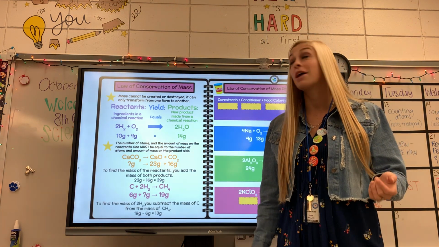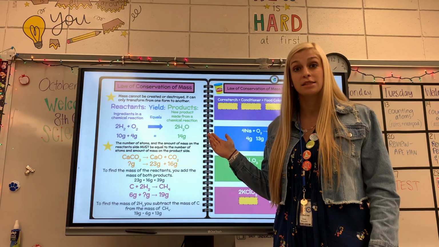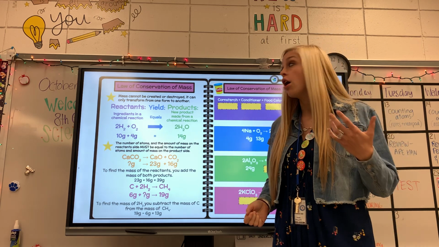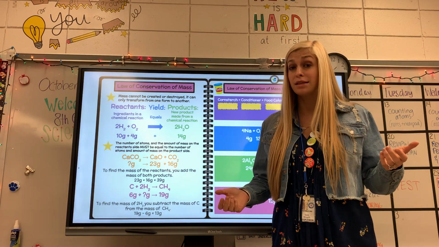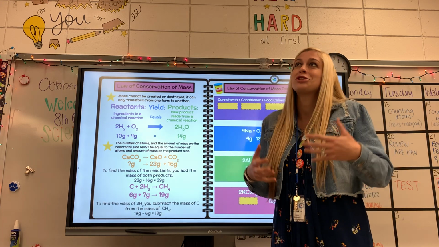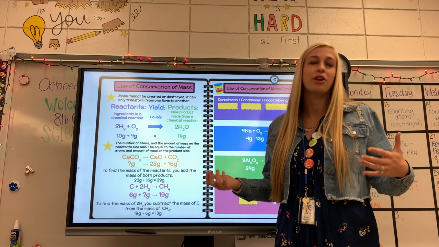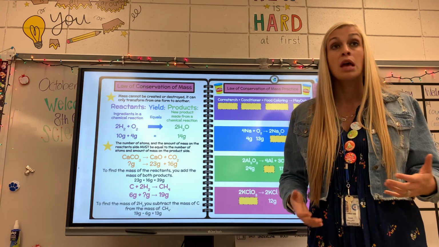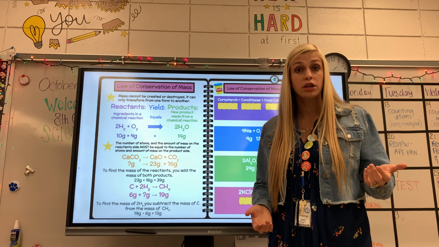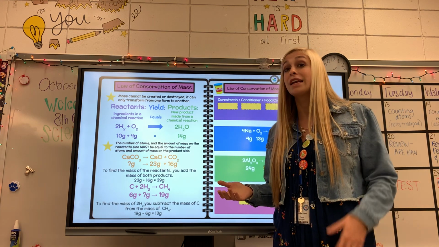Okay, today we're talking about the law of conservation of mass. You learned about it a little bit in your warm-up video. The law of conservation of mass basically says matter cannot be created or destroyed. Things don't just magically appear out of thin air, and they don't just magically disappear. Things change form, they change the way that they look, but matter isn't created or destroyed.